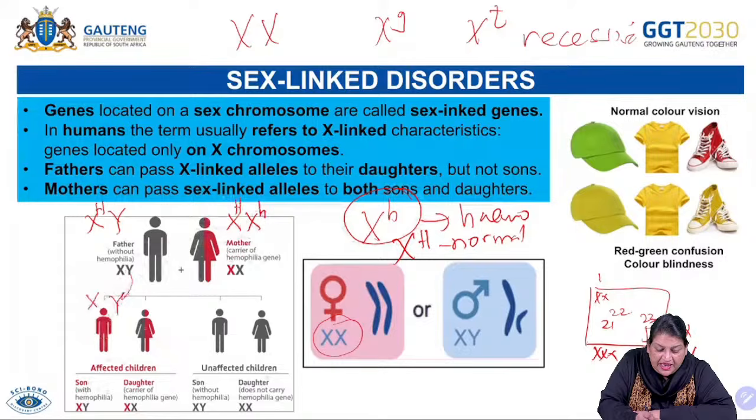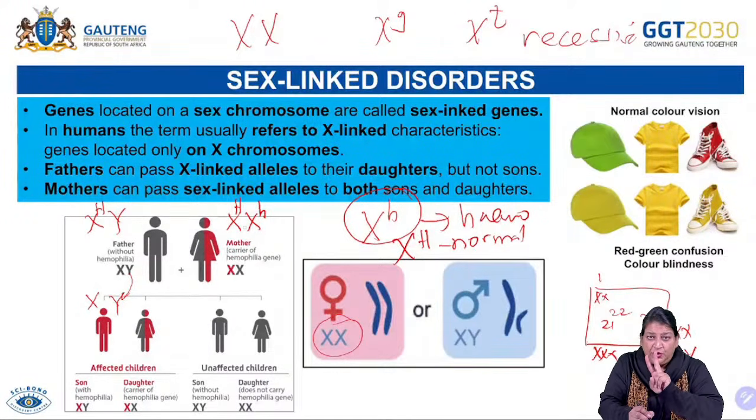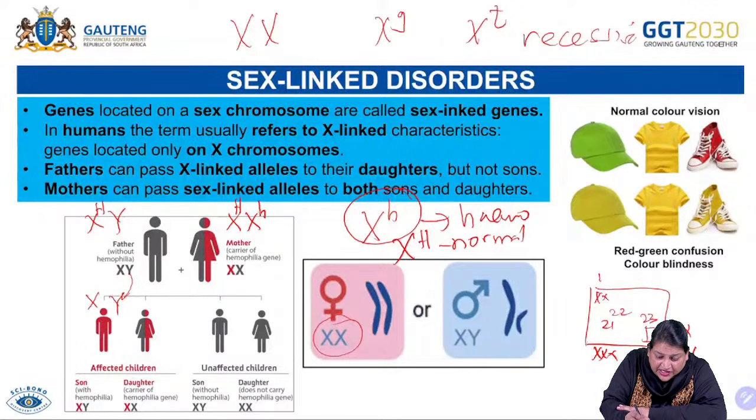So he must have an X. That means the X must come from the mother. So the mother has two X chromosomes. This son is colorblind, né? So it means that she has actually donated her X to the power small h to the son. That's why he's affected. But he got his Y chromosome from his father. But because he's affected, he must have got this h. He inherited X to the power small h from the mother, from the carrier. She was carrying that allele. So she gave that to them.